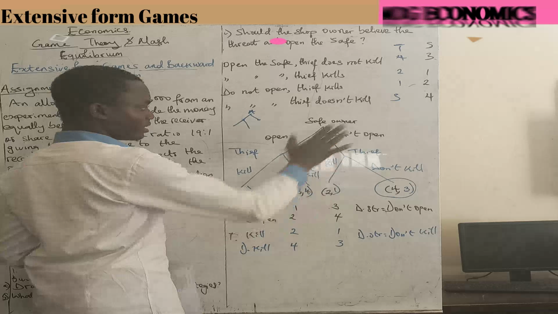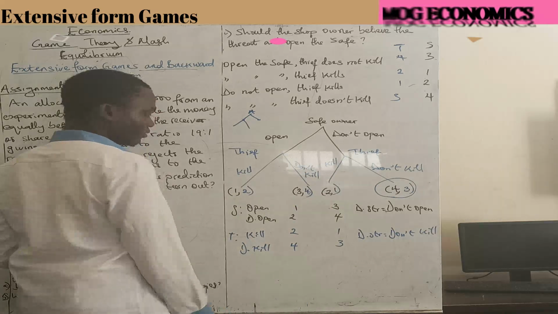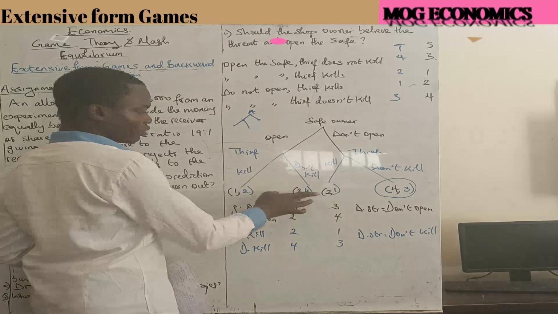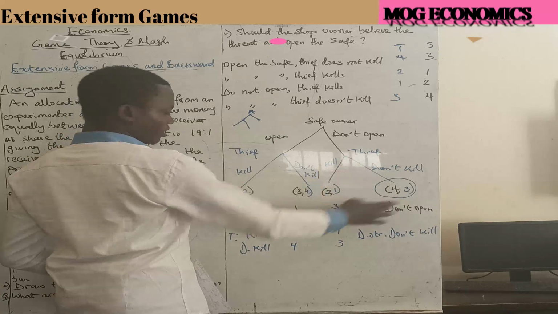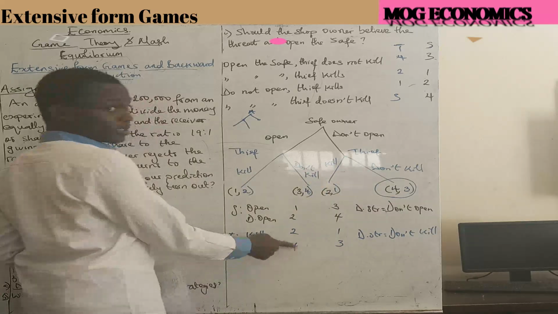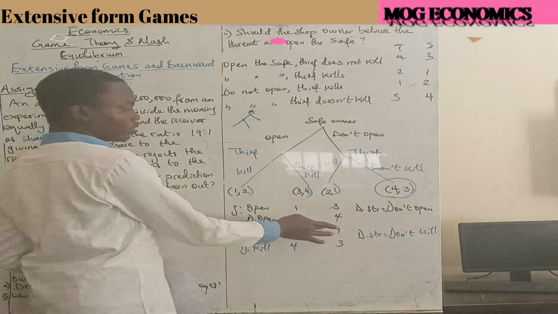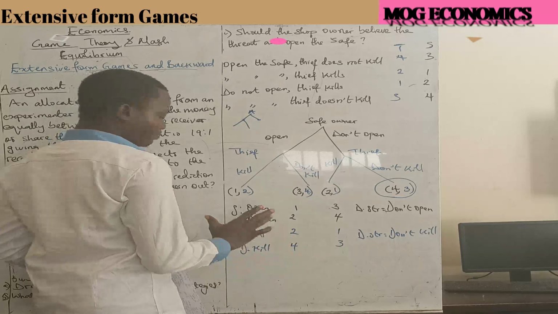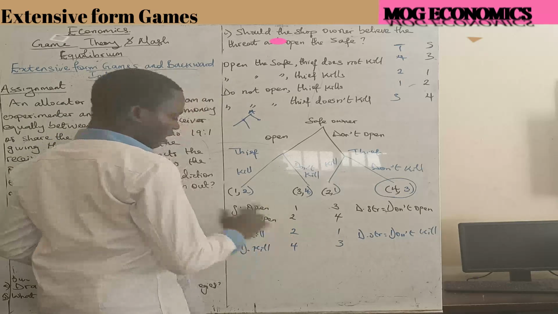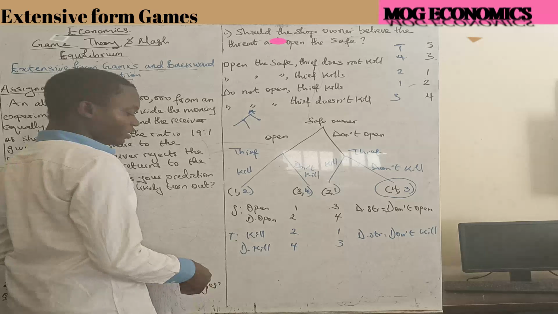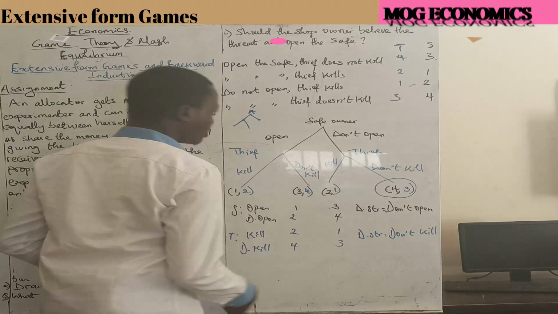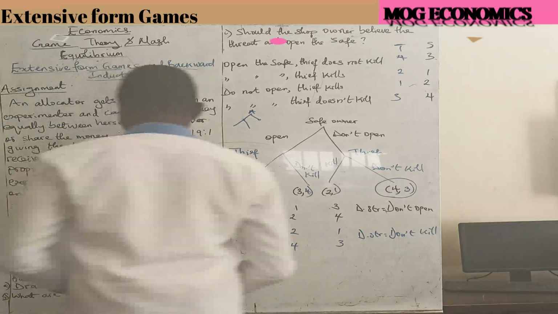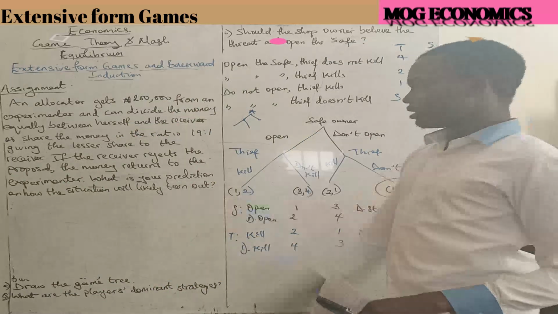Do you understand? So if the safe owner decides not to open the safe, don't kill here 4, don't kill here 3, so 4 against 3. 4 is better than 2, right? And 3 is better than 1. So you see that here the dominant strategy of the thief is not to kill, don't kill. So with that, we've been able to answer the question. I've erased this because I wanted to write the assignment.